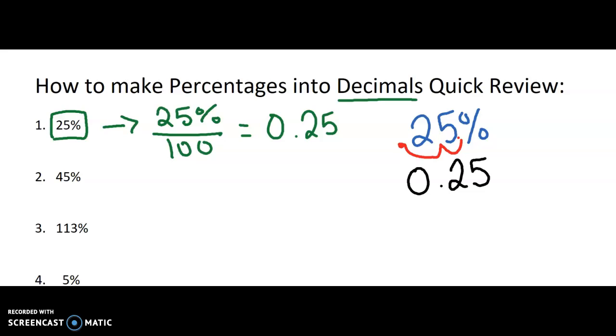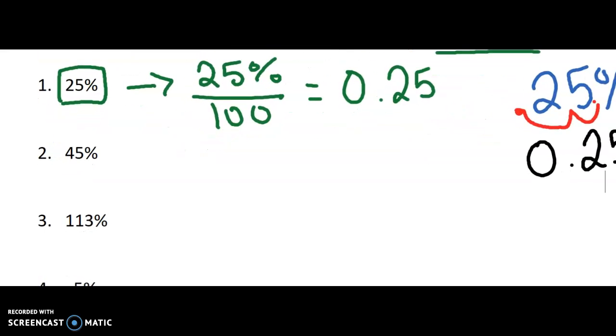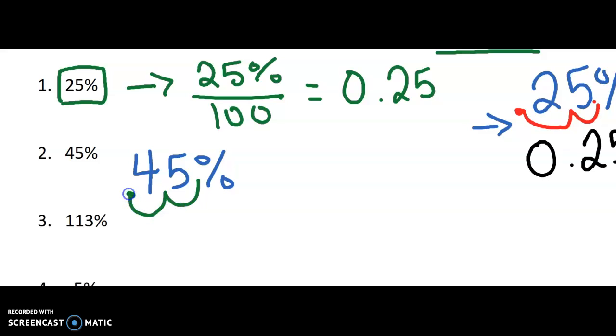Just a quick review. Let's go ahead and practice number 2. Go ahead and try to make 45% into a decimal. Again, I'm going to go with my second strategy, moving the decimal 2 places to the left, because I think that's easier for me. So my decimal would be right there. I got 1, 2. So now my decimal is right there. So that's going to give me 0.45, like that.